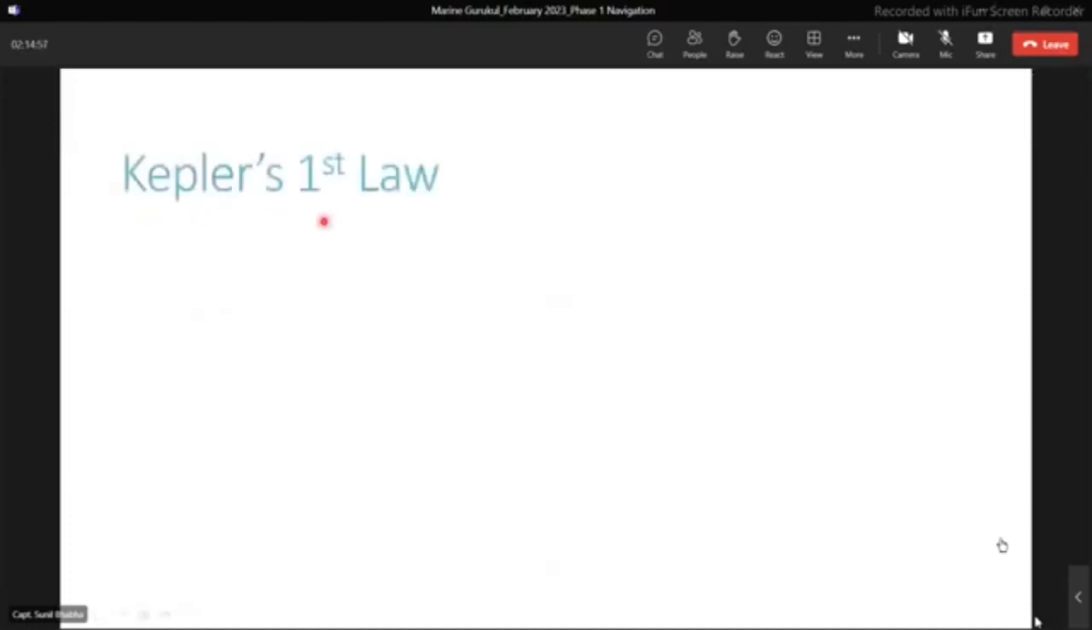Now moving further, the next set of questions is based on Kepler's laws of planetary motion. So there are 3 laws which basically give us an idea about the motion of planets around the sun in the solar system. So before we go into the numericals, let us discuss Kepler's 3 laws of planetary motion.